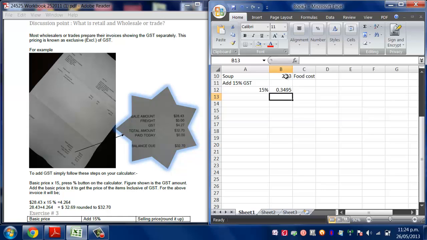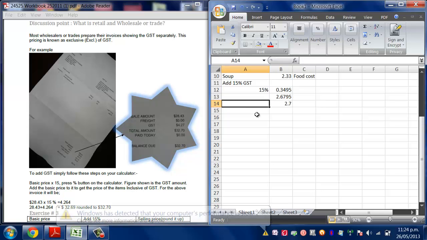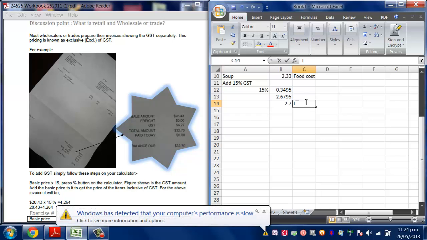Now I have to add these two figures to get the figure which is going to be called the selling price. I'll add these two with the sum button, and it gives me $2.67. Basically I can't price it at 2.67, so rounding off to 2.70, that is the selling price of my soup, which is inclusive of GST.